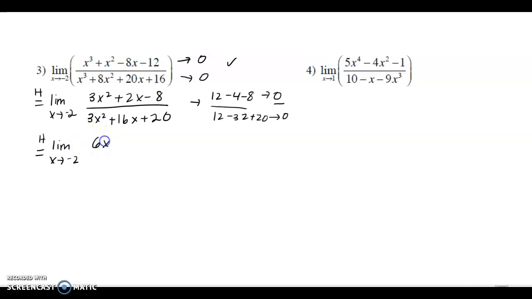So I have now 6x plus 2 over 6x plus 16. And now I can evaluate this at -2.